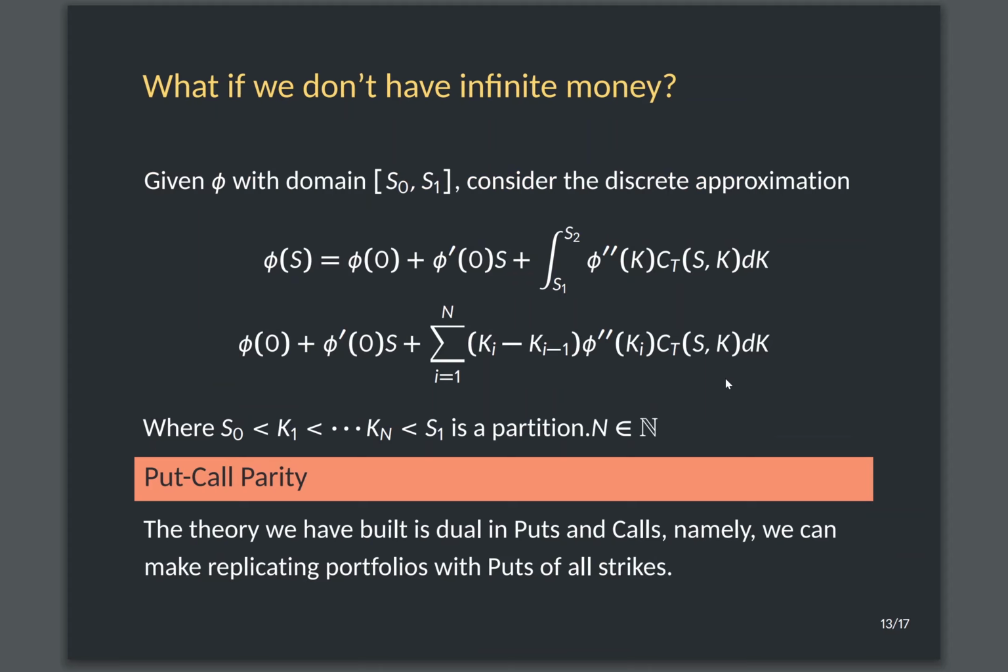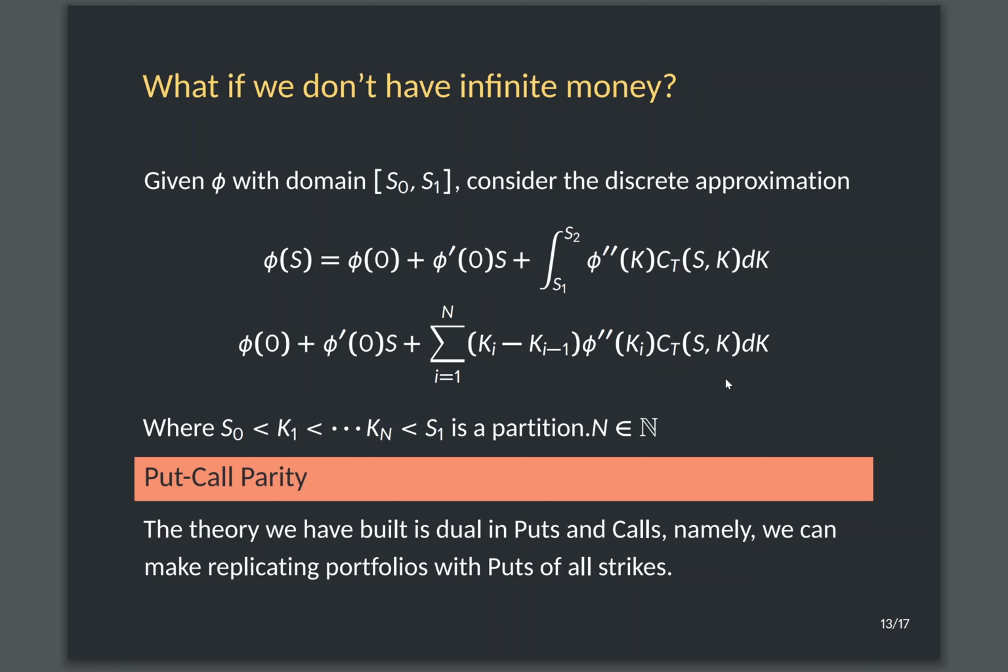What if we don't have infinite money? Then we consider a discrete approximation of the replicating portfolio in the static hedging theorem. That is, for a payoff phi, which takes some values in a possibly infinite region, consider the discrete approximation of the integral. And this gives us position sizes in n calls. Optimizing this gives us a way to actually construct a replicating portfolio.